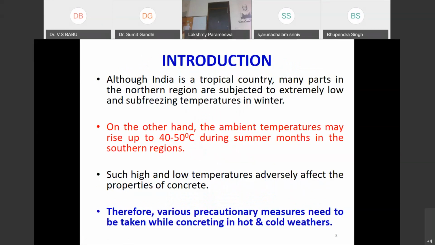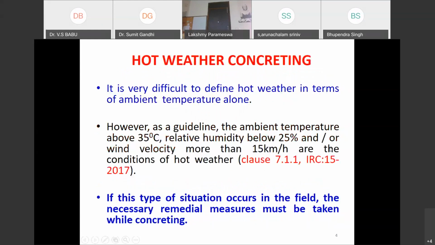Next, introduction. Although India is a tropical country, previous slide. Previous slide. The slide control is not working.